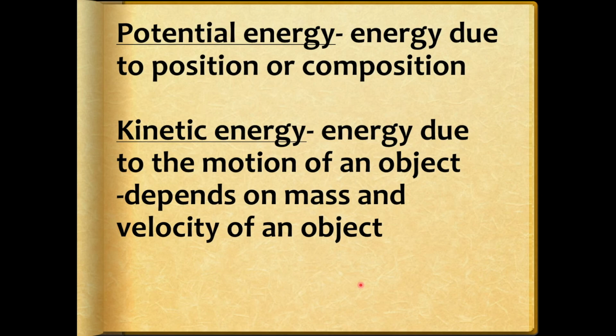So we can convert many different times, and you're probably familiar with the conversion between potential energy and kinetic energy. Potential energy is the energy due to the position or the composition. Very frequently in chemistry, we're talking about the chemical bonds. That's what potential energy is. And then kinetic energy is the energy due to the motion of the object, so it depends on the mass and the velocity of the object. Now, kinetic energy in chemistry, we're talking about temperature. That's really what we're talking about.